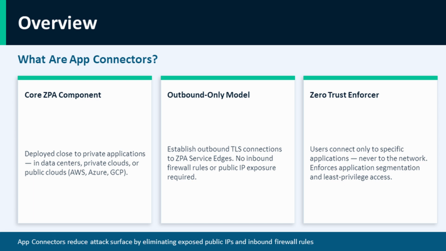There are three things that define app connectors. First, they're core ZPA components. Without them, there's no path from a user to a private application. Second, they use an outbound-only model. They establish outbound TLS connections to ZPA service edges. That means no inbound firewall rules, no public IP addresses, and dramatically reduced attack surface. And third, they are zero trust enforcers. Users connect only to specific, authorized applications, never to your entire network. The key takeaway here: app connectors reduce your attack surface by eliminating public-facing services entirely.